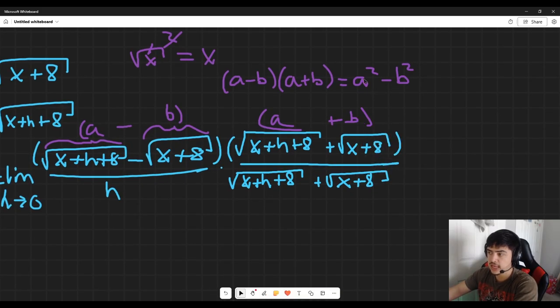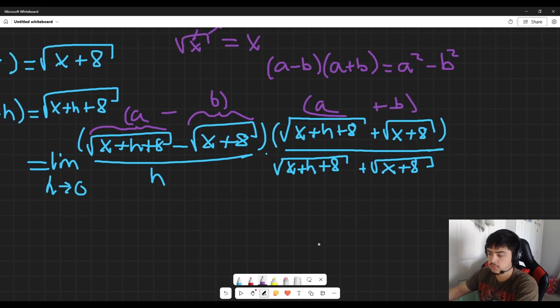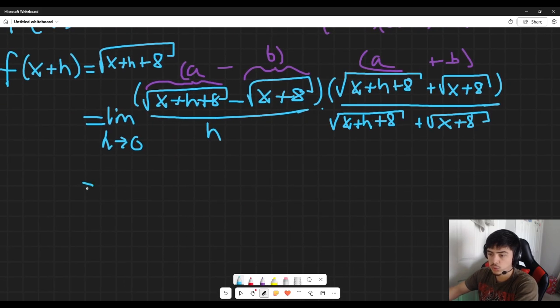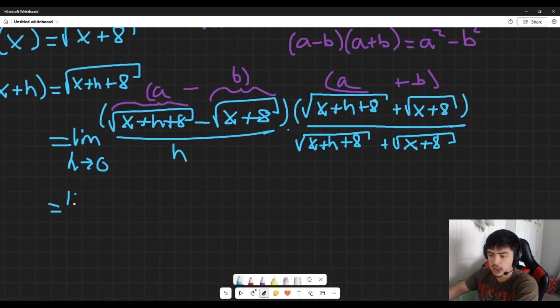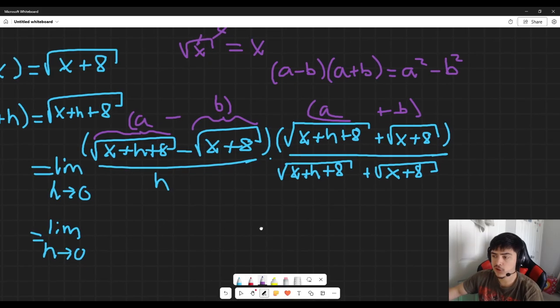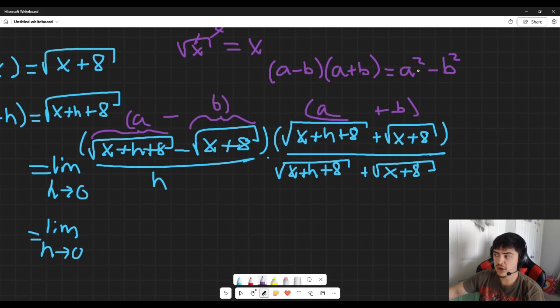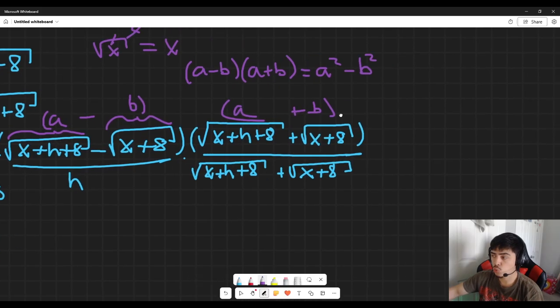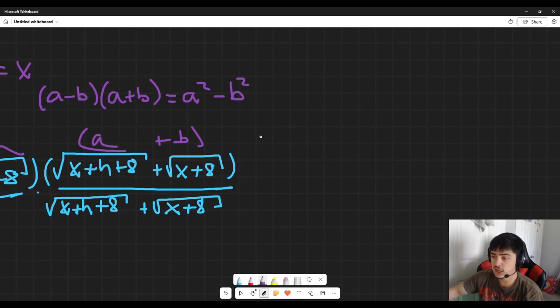This is going to turn into a squared minus b squared. So now we can go ahead and rewrite our limit. Instead of foiling all this out, that would not be very fun, we can just rewrite it as a squared minus b squared. So let's identify it to the side real quick. What is our a? Our a is this whole square root right here, so square root of x plus h plus 8.